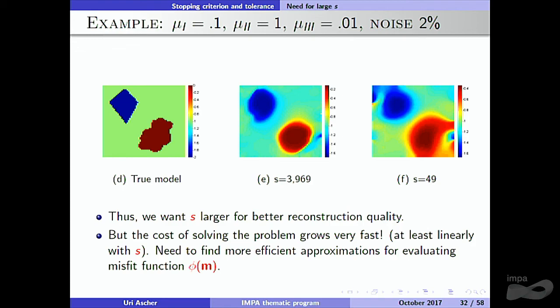However, large S means very expensive because this is like, I will call this 4,000, by the way. This is 4,000, much easier to say. So if I want to evaluate phi of m, the difference between the observed data and the predicted data, that takes 4,000 PDE solves. I mean, that's a lot. Okay, so we want a smaller price to pay.